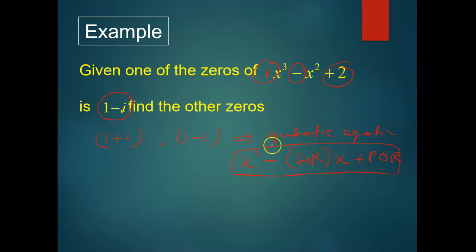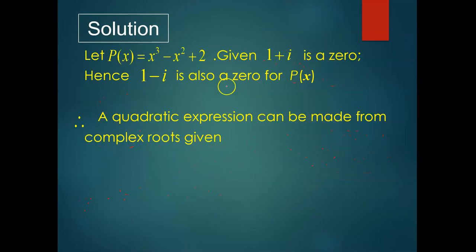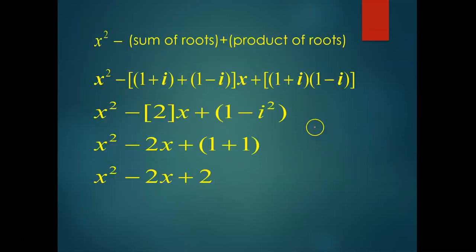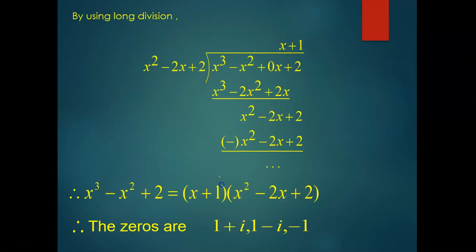You get a quadratic. Then when you do long division, x cubed minus x squared plus 2 divided by this quadratic, you will get another linear factor here. Okay, so a quadratic expression can be made. Okay, then you get this. Then you do long division, and you find this linear factor. Okay, that is the example.